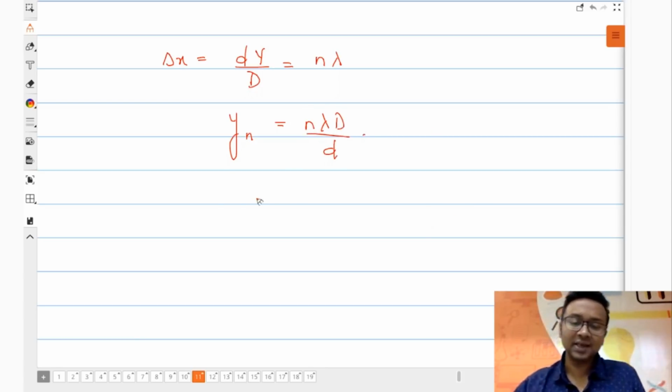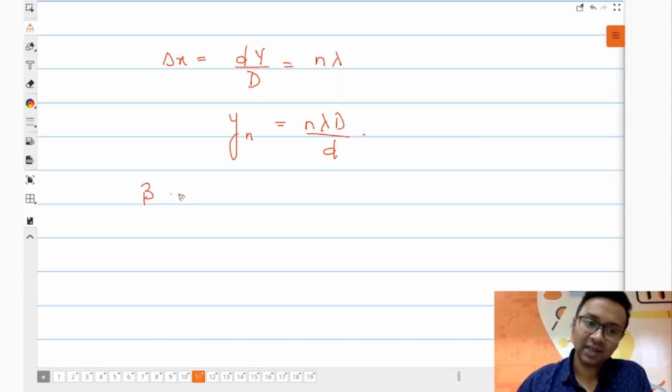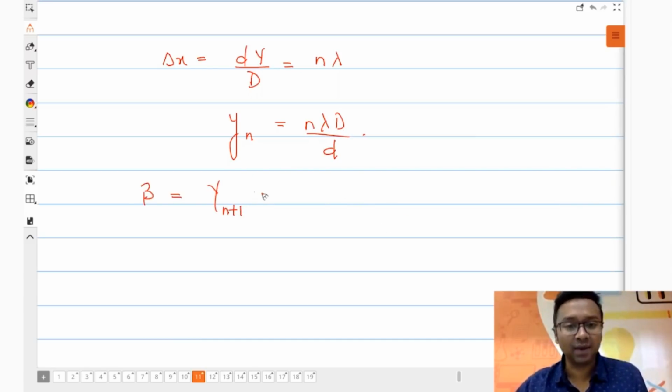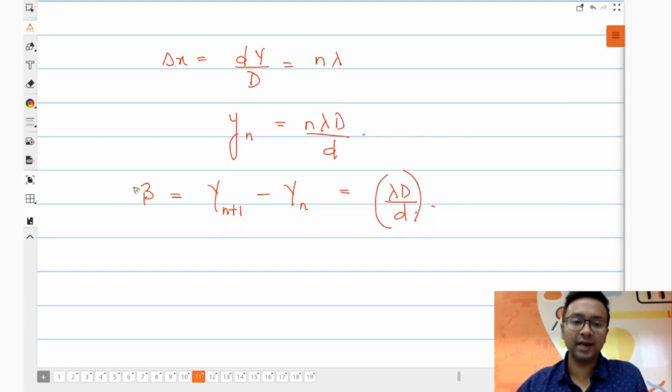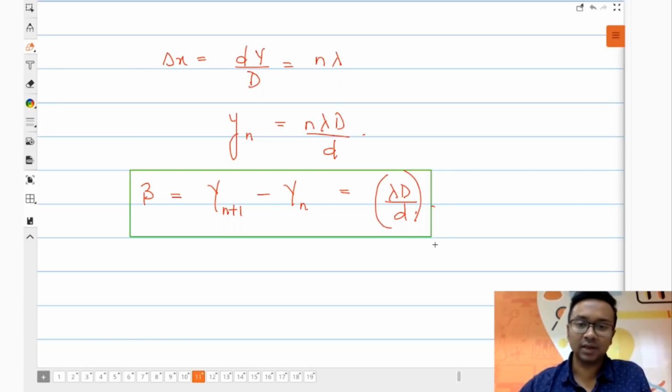All right, students. Then fringe width is going to be the position of the n plus 1th bright fringe minus the position of the nth bright fringe. So this is going to give me lambda capital D by small d. All right, so this is my formula for fringe width.